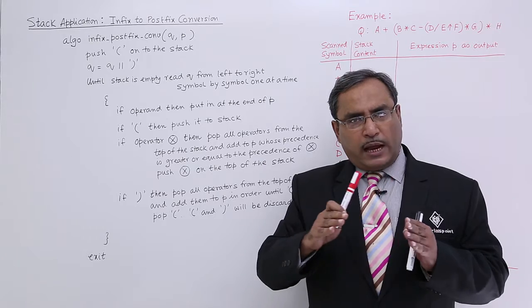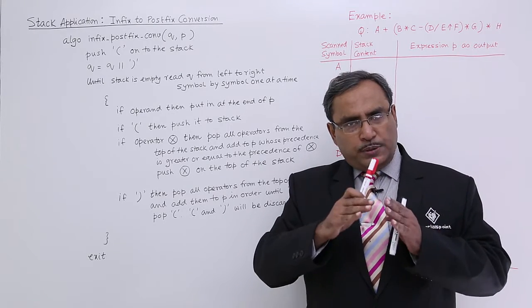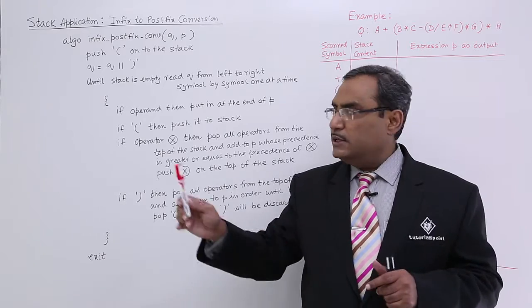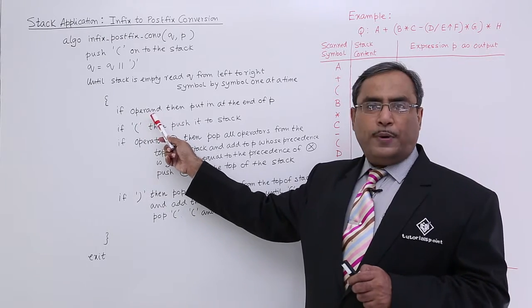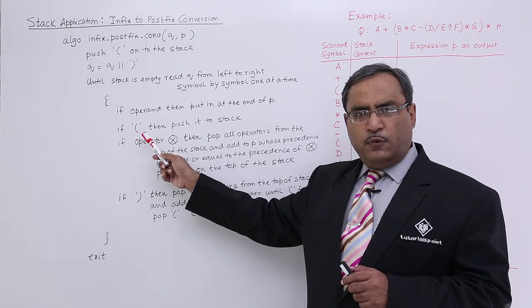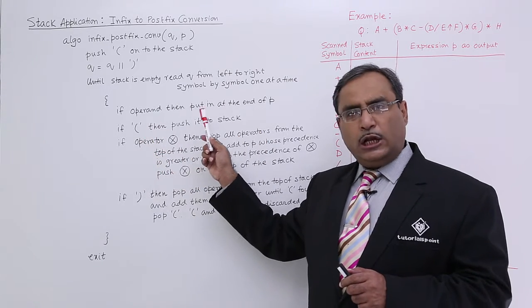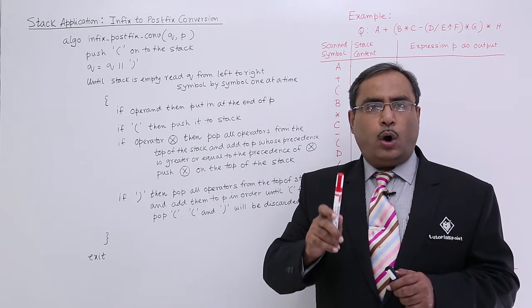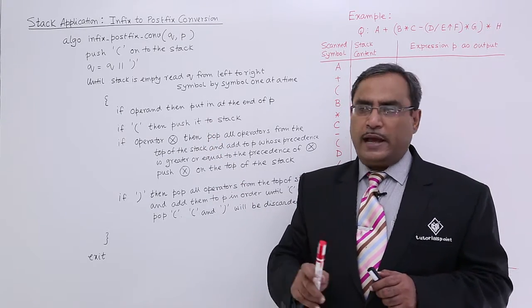So, out of 4 types of symbols, if I get 2 of them, what are the respective actions we have discussed? For operand, we shall keep it at the end of P. If the open bracket is there, then that will be pushed on the top of the stack. So, I am remaining with the operator and the closing bracket.